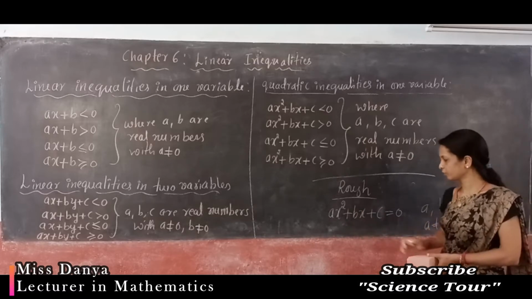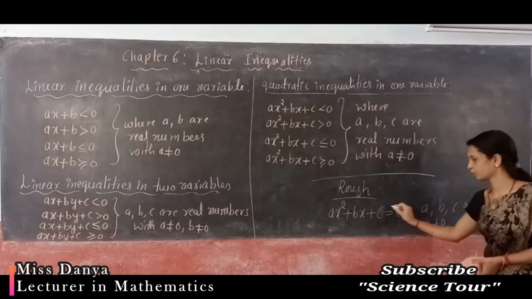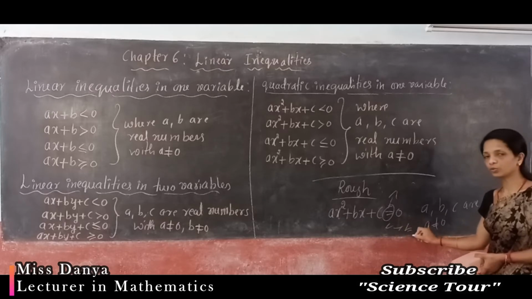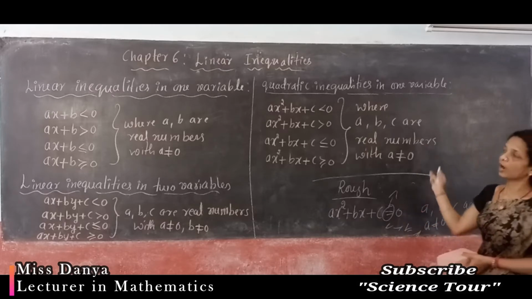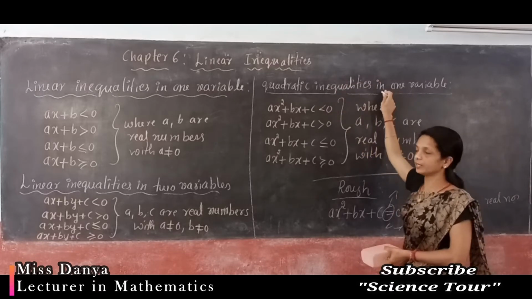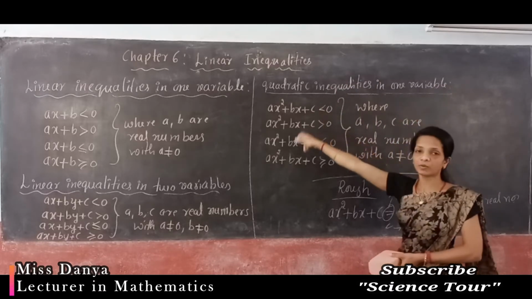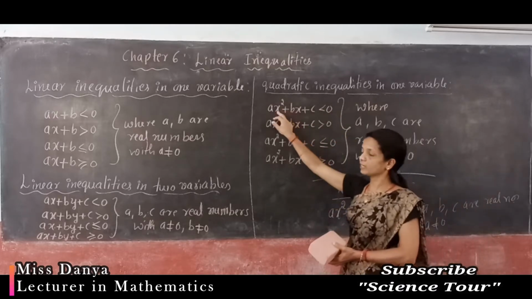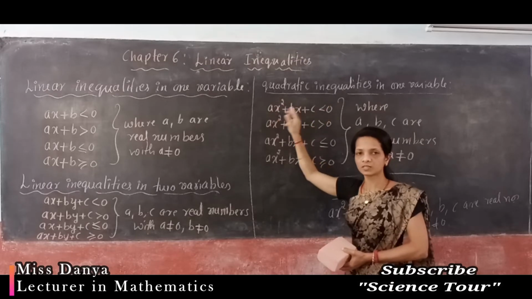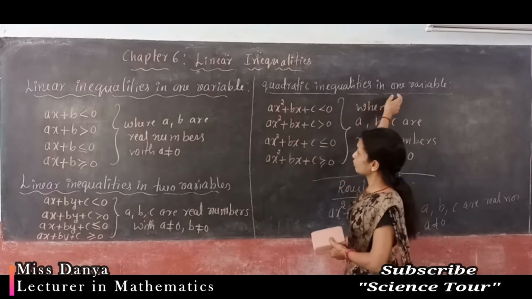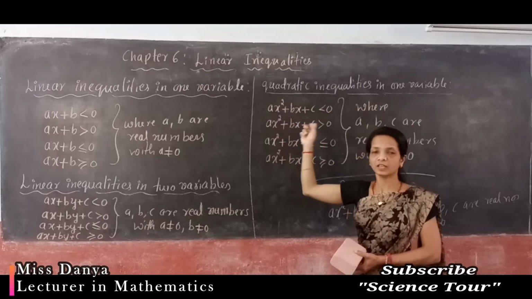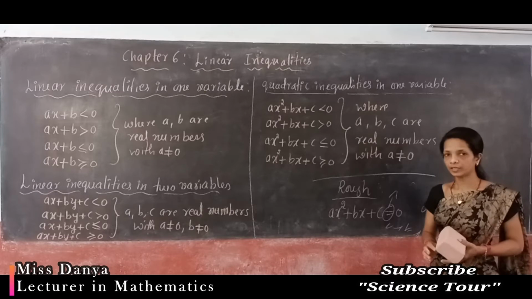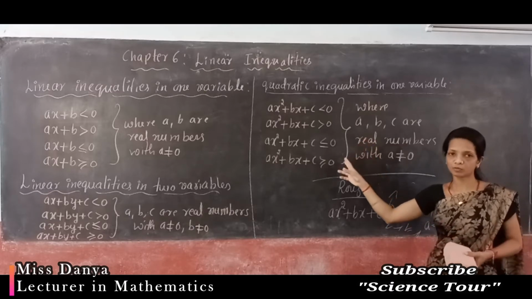If you replace that equal to symbol by less than, greater than, less than or equal to, or greater than or equal to, then you have what? You have quadratic inequalities in one variable. Why quadratic? Quadratic means the highest power of the variable is 2. You can see the highest power of variable x is 2. And in one variable, you can see only one variable is there in these inequalities. So these are the standard forms of quadratic inequalities in one variable.